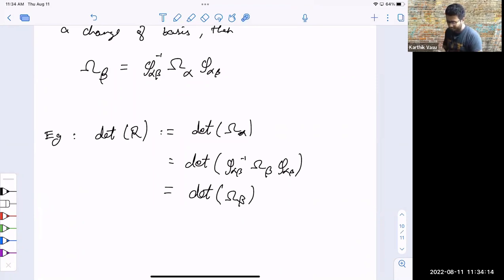So the determinant is actually well defined. The determinant of your matrix of 2-forms is now well defined, so that will give you a global 2-form.